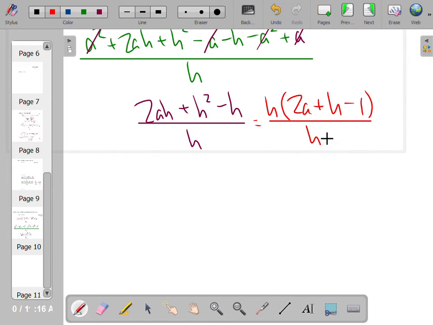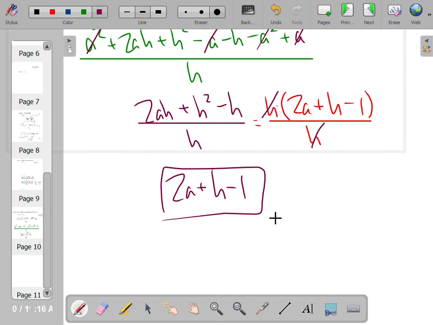If you think of this division, this fraction bar as division, and then you're like, oh, this is multiplication. Those two things cancel each other out. Now you're in the game. That's why you need to think about it. The only thing that's left is 2a plus h minus 1, and that is your answer.